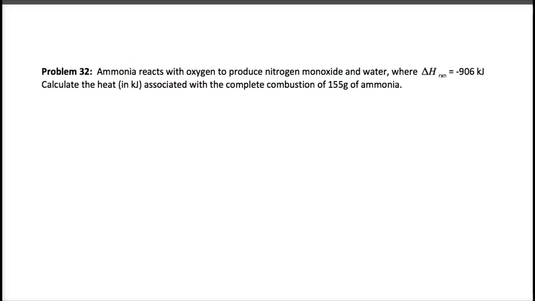All right, so problem number 32. Ammonia, hopefully you know what ammonia is, NH3, reacts with oxygen to produce nitrogen monoxide and water, where the delta H of the reaction is negative 906 kilojoules. Calculate the heat associated with complete combustion of 155 grams of ammonia. Why don't you work on this, help each other out?